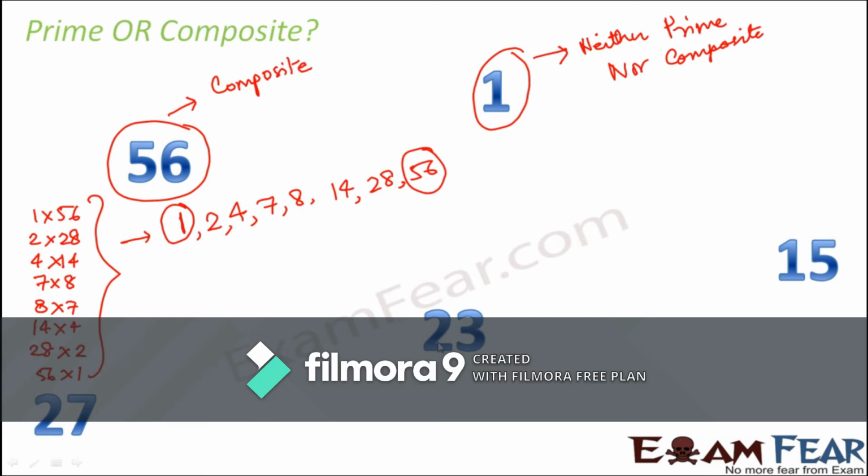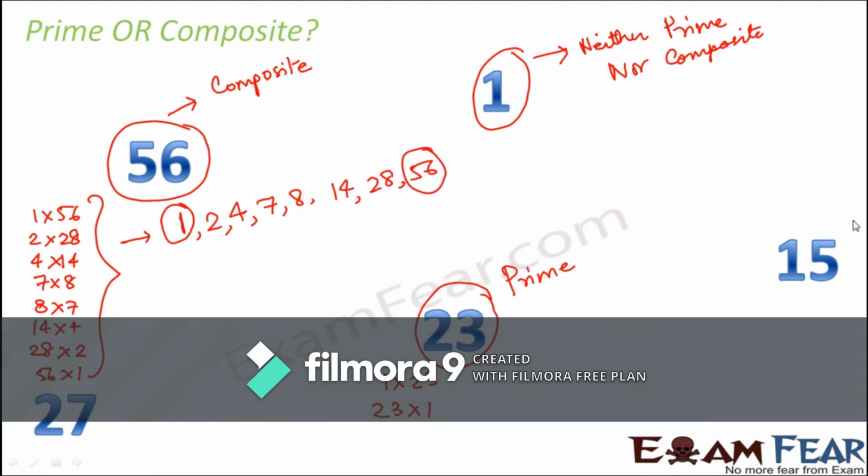Let's consider 23. What are the different ways you can write 23? 1 into 23 and 23 into 1. It is not divisible by any other number like 2, 3, 4, 5, 6, 7 and so on. So therefore 23 is a prime number.